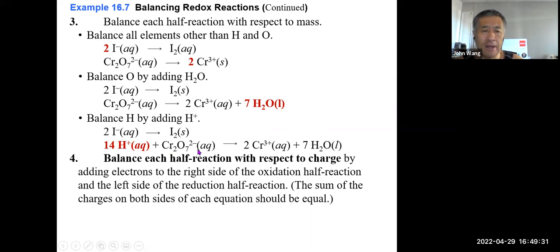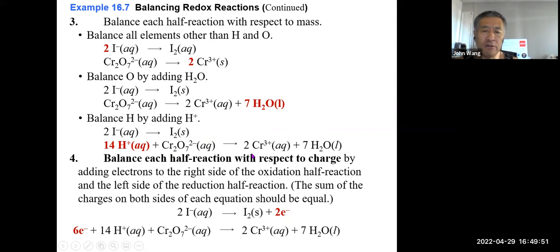In the first equation here, on the left we have two negative, we have zero charge on the right. So what you do is add two electrons, each one electron being one negative. In that way, you balance the charge. For the second equation, you count carefully how many charges are on the right; the left is neutral. Cr 3 plus, you have 2 of them, so we have 6 plus. Then there's 2 negative from this ion, and 14 plus from the 14 H plus. So you have 12 plus, and you want to reduce the 12 plus to 6 plus, so just use 6 electrons. That's good.